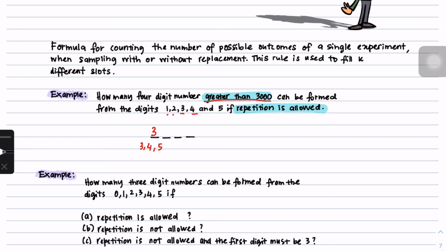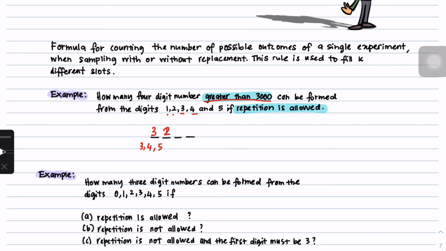So, what happened with the second number? The second number, it can be anything. It can be 1, it can be 2, it can be 3, it can be 4, it can be 5. Because if we put 1 here, it's still greater than 3000. It will become 3100 something. If we put 2 here, it still become greater than 3000. It will be 3200 and something.